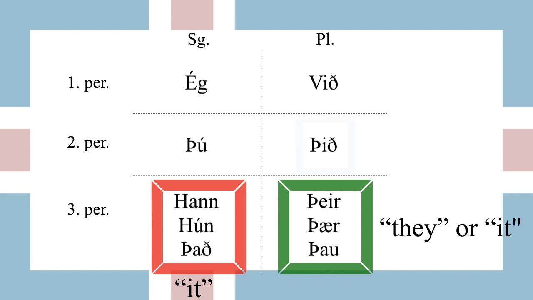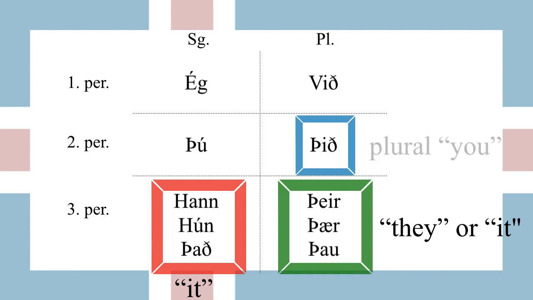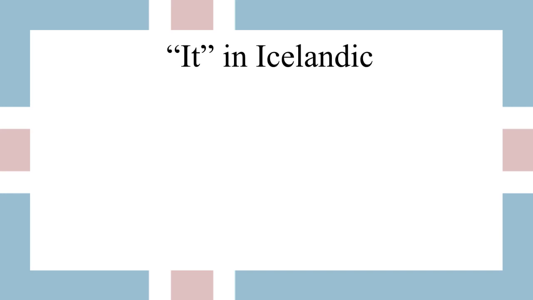The last thing to point out here is the word þið. Now in English we don't have a plural you all form, but in Icelandic you do. So whenever you're addressing a group of more than one person, you'll say þið for a you all. That's the plural you. All right, now saying it in Icelandic is slightly more complicated than in English.